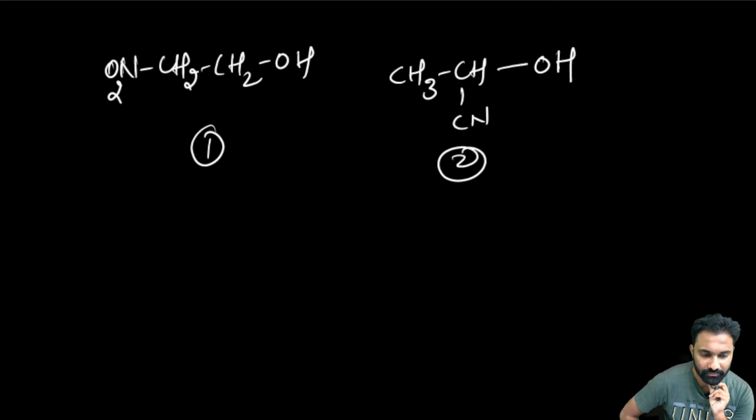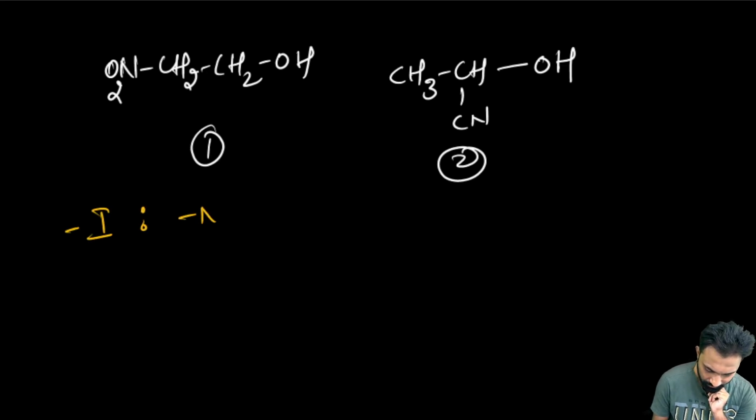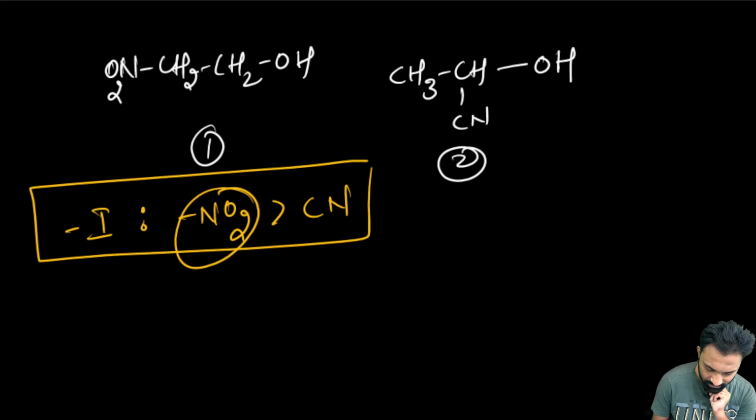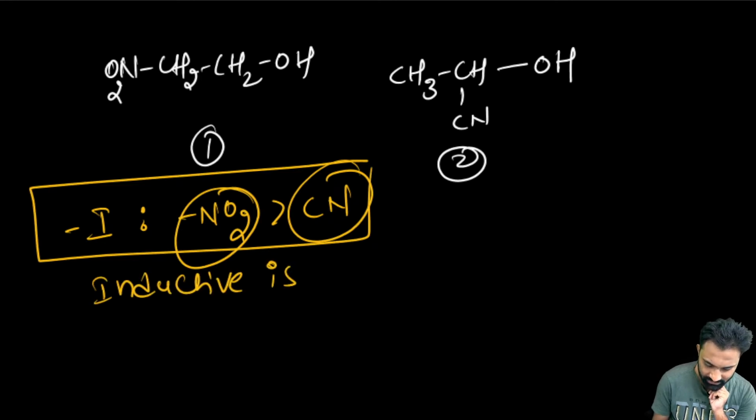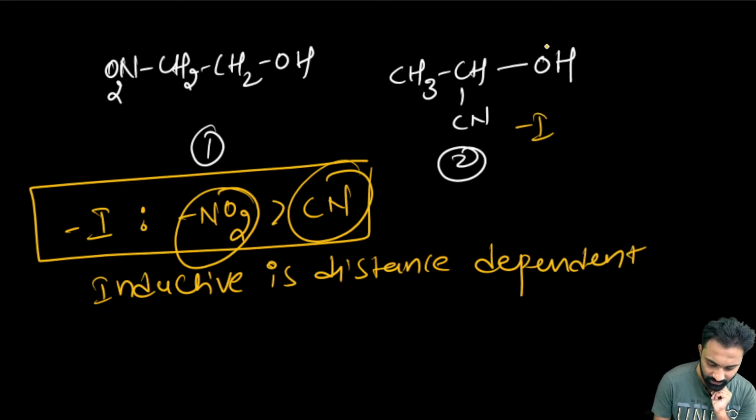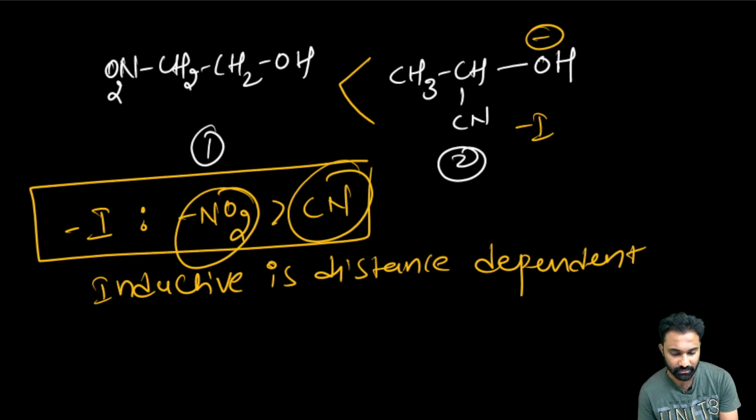2. Why? May I know the reason? Because the minus I effect of NO2 is greater than CN, right? The minus I effect of NO2 is greater than CN. And the inductive effect is distance dependent. As the minus I group is nearer to the alkoxide ion, so that's the reason 2 is the answer. 2 is more acidic. You have to be very careful with this one.